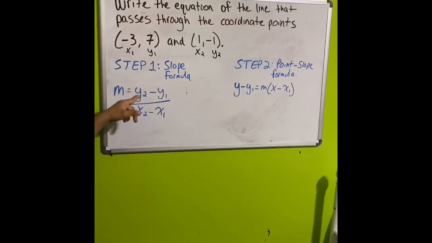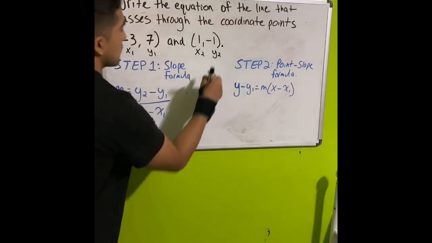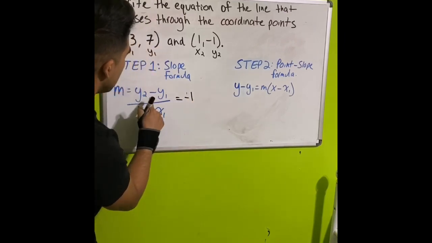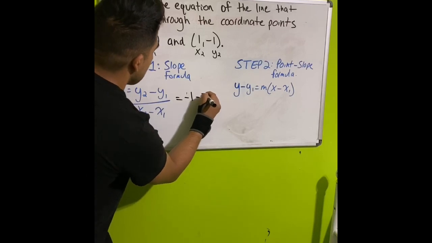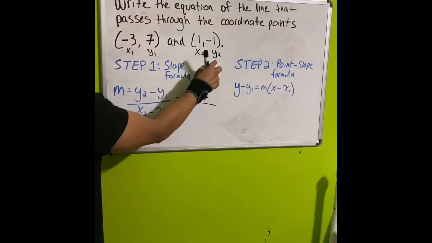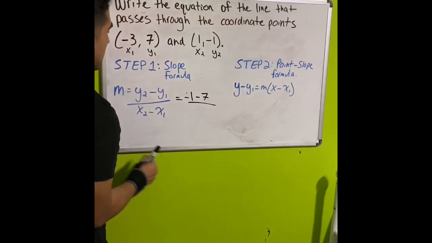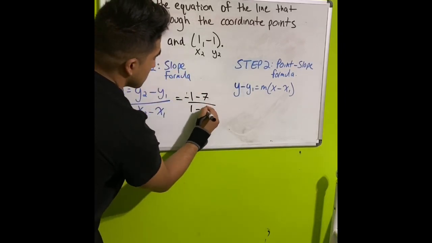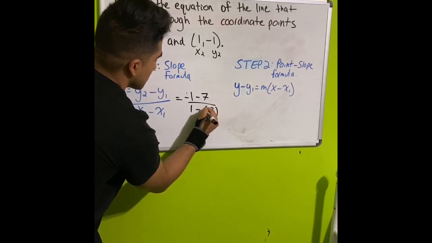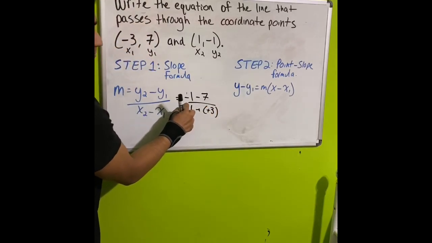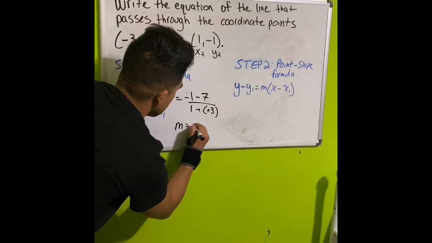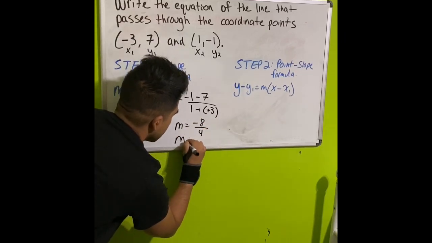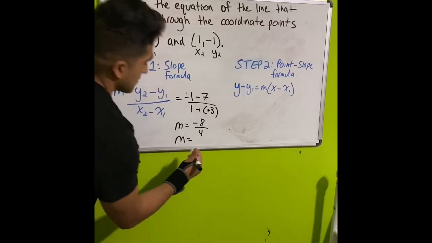So the slope is going to be y2 minus y1. So my y2 is going to be -1 minus y1 is 7. On the bottom, it's going to be x2, 1, minus x1. Be careful of that double negative. Double negative makes it positive. -1 minus 7 is -8. 1 plus 3 is 4. When I write this as a simplified fraction, my slope is going to be -2.